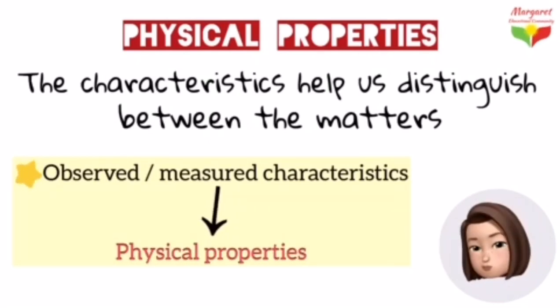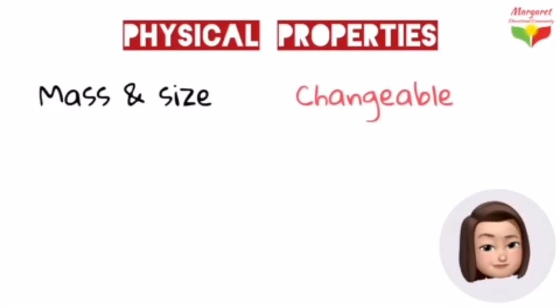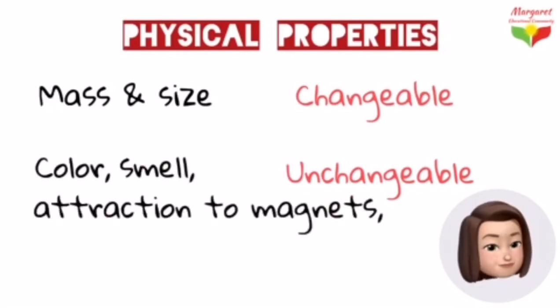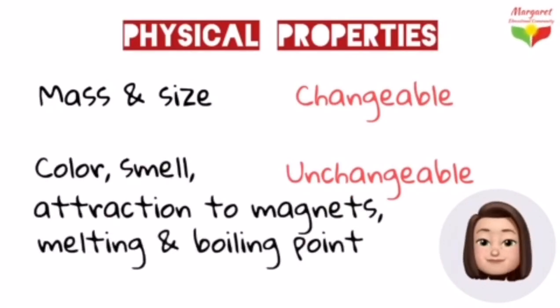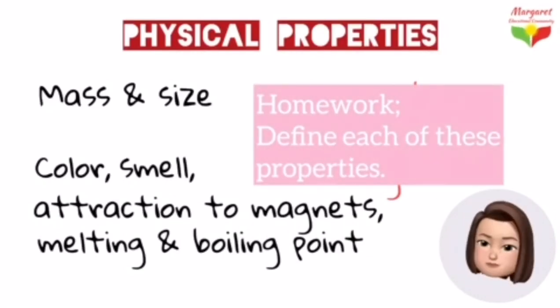Now, some of these properties, such as mass and size, can change according to how much of a substance is in an object. All the physical properties, however, never change, including color, smell, attraction to a magnet, and melting and boiling point. Now, can you define each one of these properties? Write it in the comment section down below.